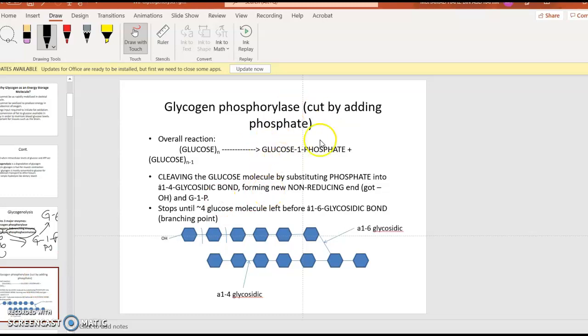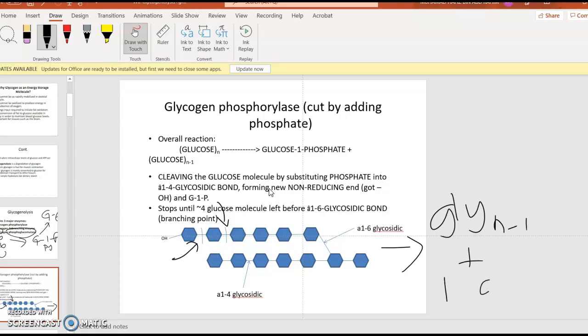Okay, so this is the mechanism. You can look at it slowly, but in general it will cut this glucose by adding 1-phosphate, and produce glycogen with n minus 1 glucose plus 1 glucose 1-phosphate. And it will stop when 4 glucose molecules are left before the alpha 1,6 glycosidic bond. What does this sentence mean? You can take a look slowly, and you can also find a YouTube video about this one.